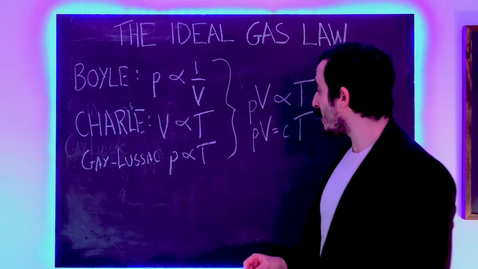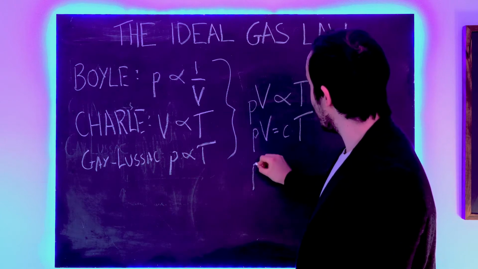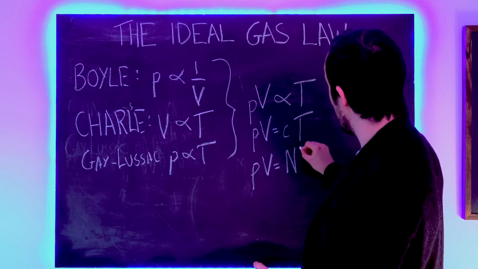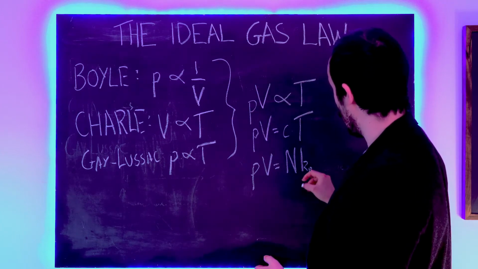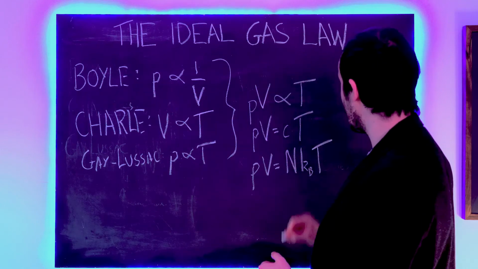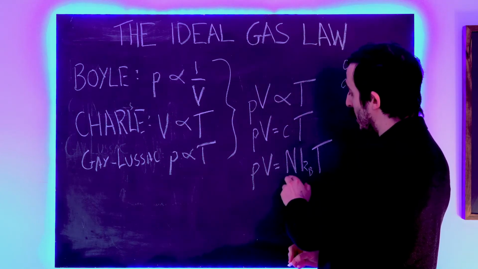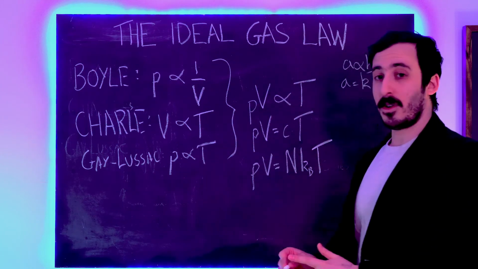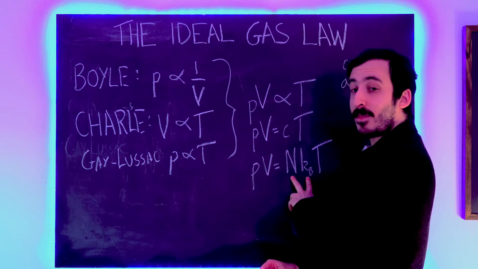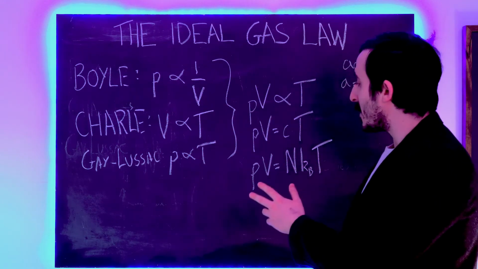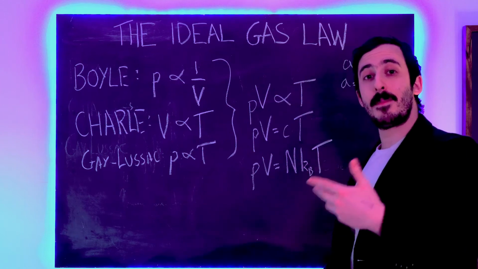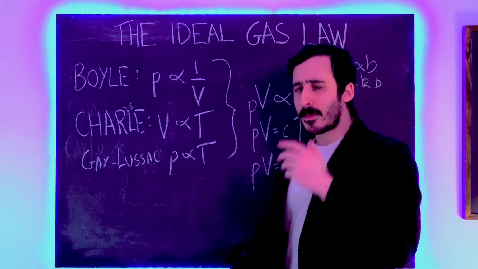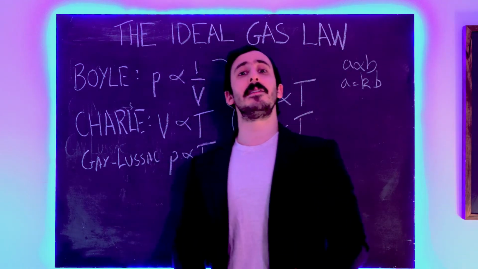And as it turns out, that constant of proportionality is equal to N, which is the number of molecules in our system, multiplied by k_B, which is the Boltzmann constant, multiplied by T. So PV is equal to NkBT, and that is the ideal gas law. Now, it might seem that I pulled this constant of proportionality out of nowhere, but when we get to a later stage, when we have a bit more kinetic theory of gases, we'll see where this comes from. So that is the ideal gas law.